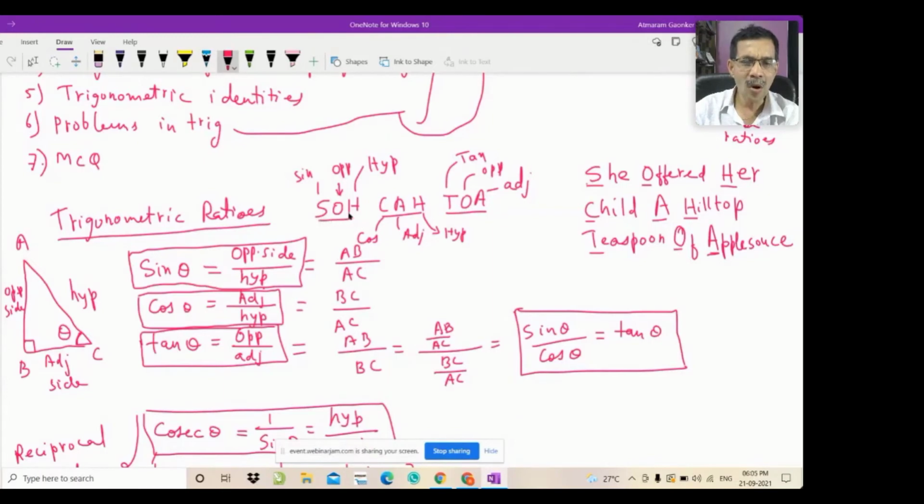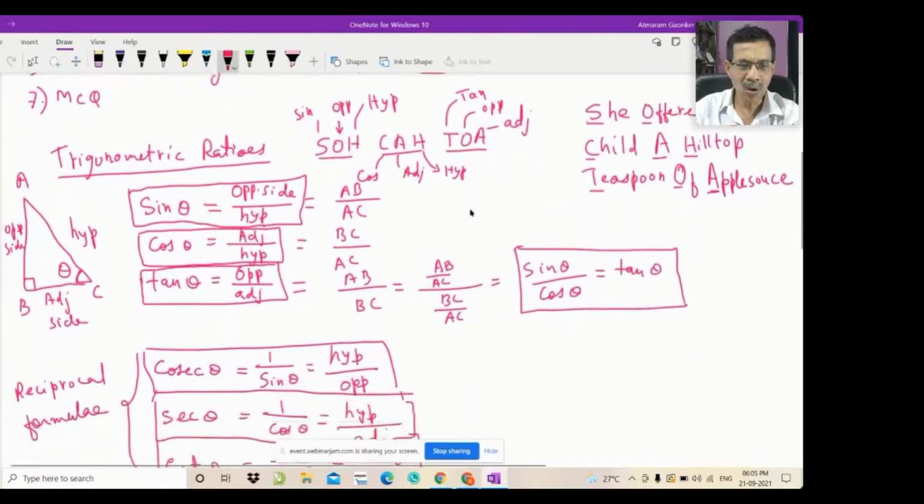SOH is sine, opposite to hypotenuse. CAH means cos, adjacent to hypotenuse. TOA means tan, opposite to adjacent.